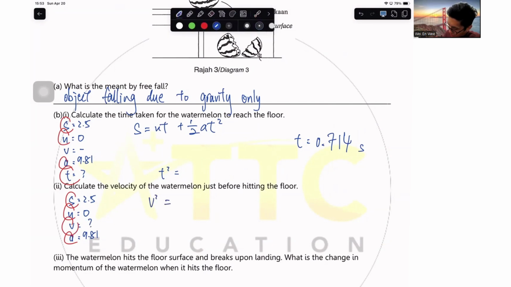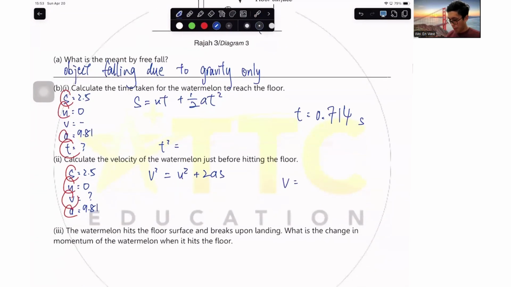Okay, so find the velocity. Your formula is V squared equals U squared plus 2AS. All right, U squared, 0 squared is going to disappear now. So you find V. This one should be quite easy also.